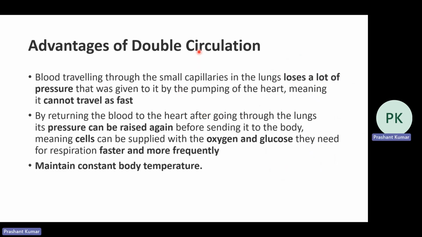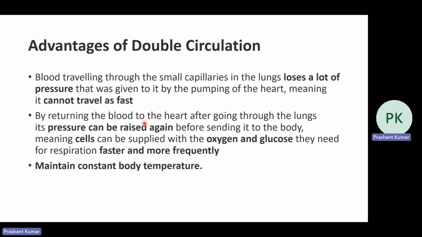There is a big advantage of having double circulation. First of all, the blood travelling through the capillaries in the lungs loses a lot of pressure that was given to it by the pumping of the heart. Heart pumping also ensures that blood moves at high pressure so that it moves fast and reaches each and every cell at a normal speed at the end. By returning the blood to the heart after going through the lungs, its pressure can be raised again.